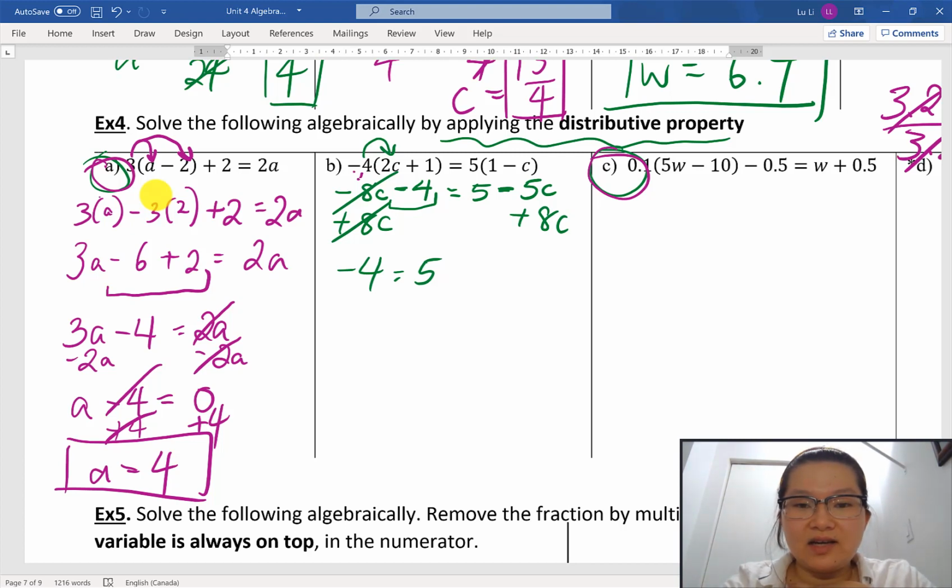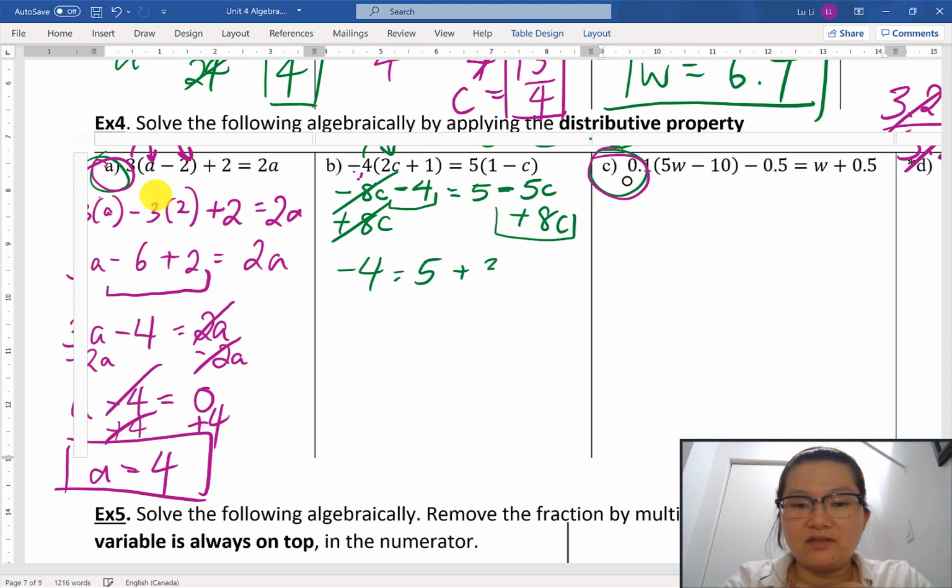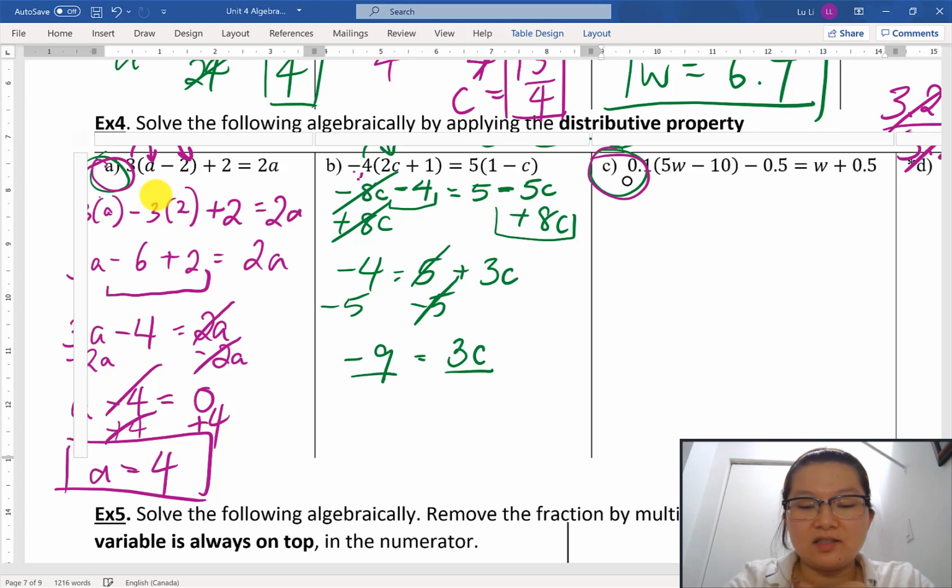And then on the other side, I have 5 minus 5c plus 8c, which is going to give me a total of 3c's. So plus 3c. Okay, good time to peel the onion. I'm going to get rid of the 5 here by subtracting 5 on both sides of my equation. Minus 4 minus 5 gives me minus 9 is equal to 3c. Then I can divide both sides by 3. This is peeling the inside of my onion, and that gets rid of that 3, so I get c is equal to negative 9 divided by 3, negative 3.